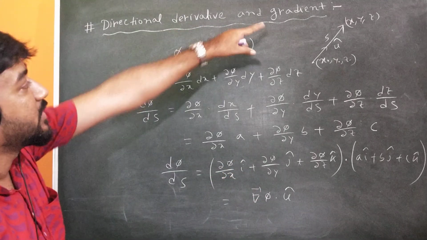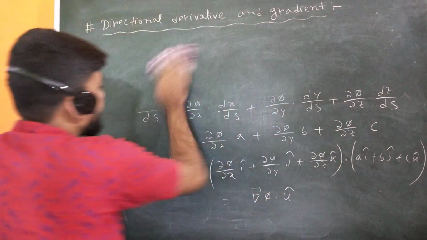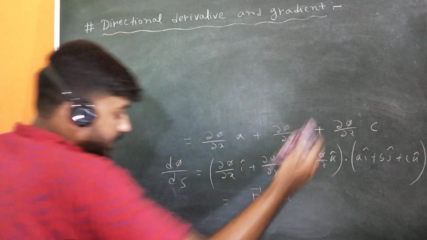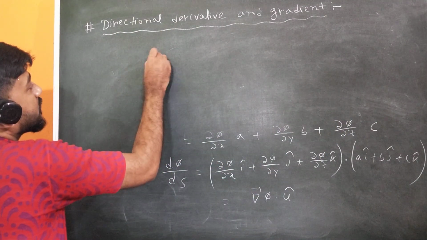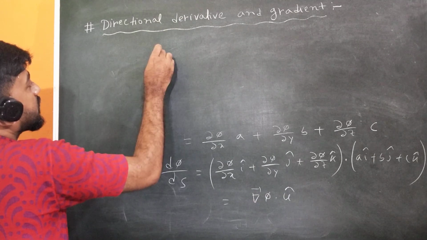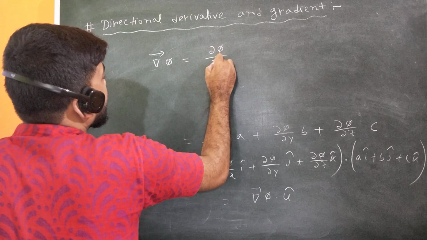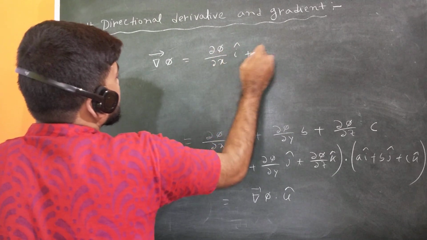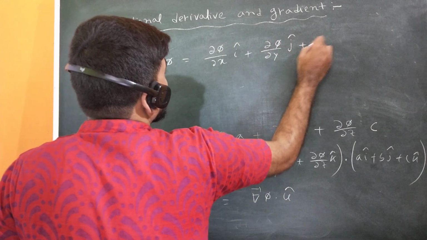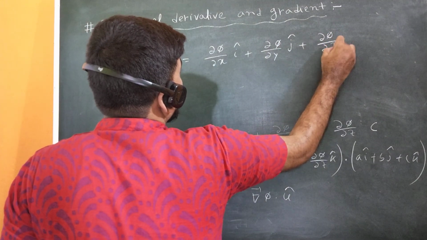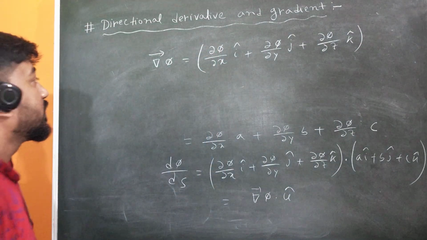That's why I have written here, okay, gradient. At the same time you have to define gradient. So what is the gradient of a scalar function? You can define from here that grad phi is nothing but del phi del x i cap plus del phi del y j cap plus del phi del z k cap. Okay, so this is defined as del phi, a gradient of phi.